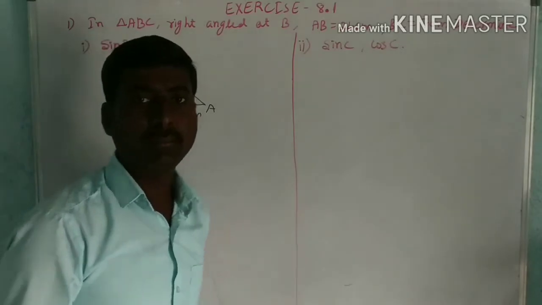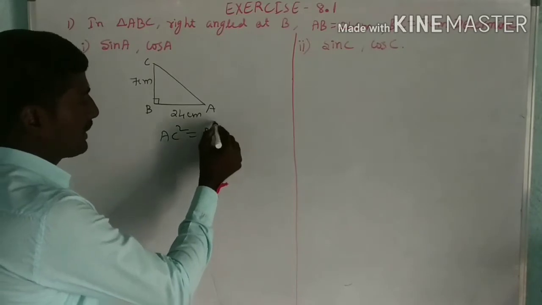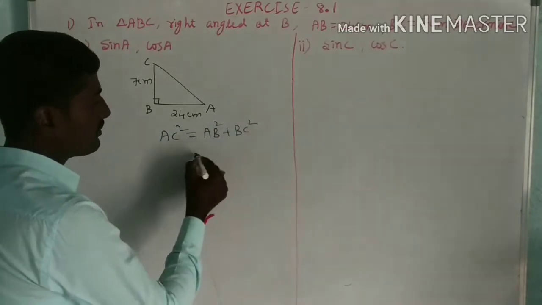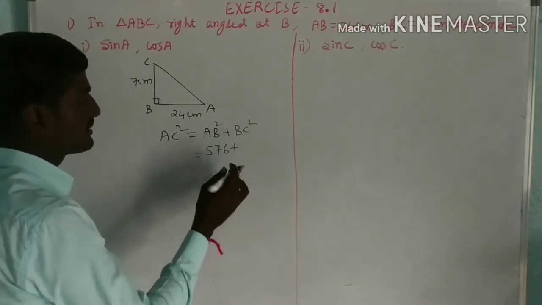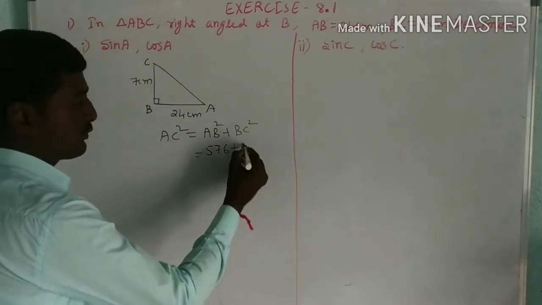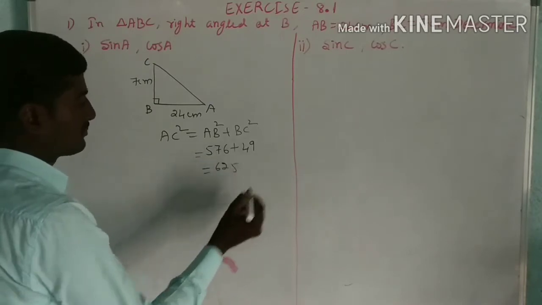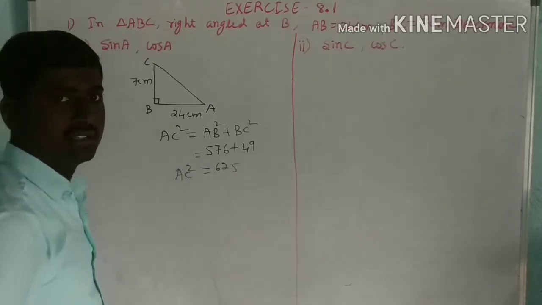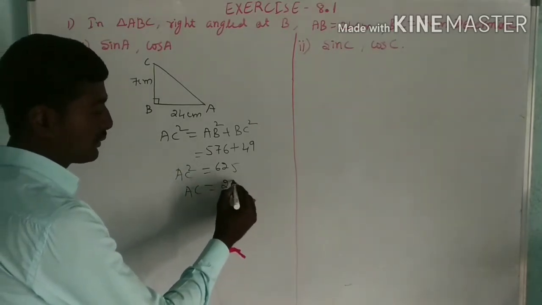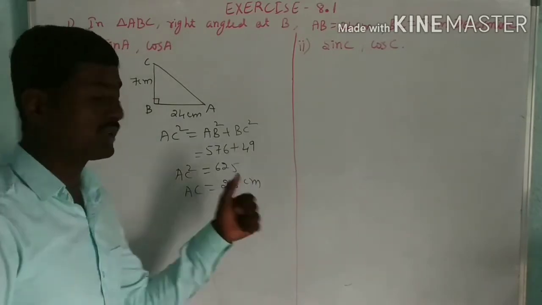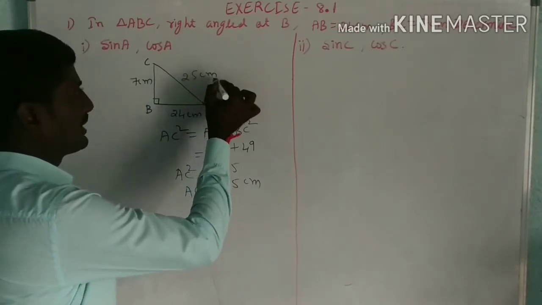For that we shall apply Pythagoras theorem here. AC square is equal to AB square plus BC square. AB square, that is 24 square, 576, plus BC square, 7 square, that is 49. So this is equal to 625. That is AC square. Here AC square is 625, but I want AC. That you can write as 25 centimeter. Square root of 625 is 25. So AC here I am getting as 25 centimeter.